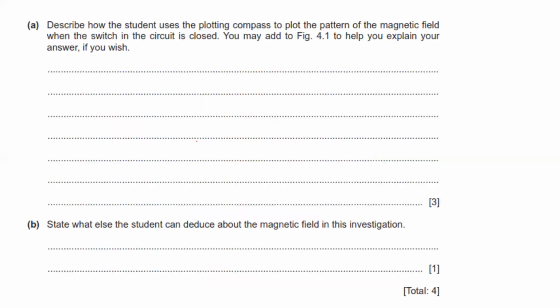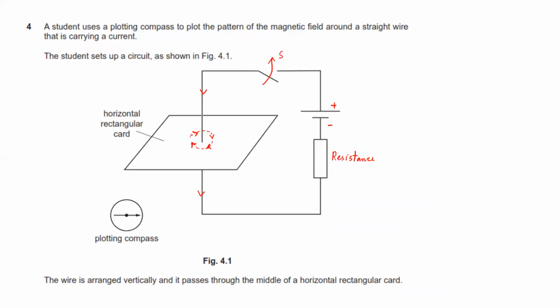So the first part says describe how the student uses the plotting compass to plot the pattern of the magnetic field when the switch in the circuit is closed. You may add to figure 4.1 to help explain your answer as you wish. Okay, first of all, let's see what we can do.